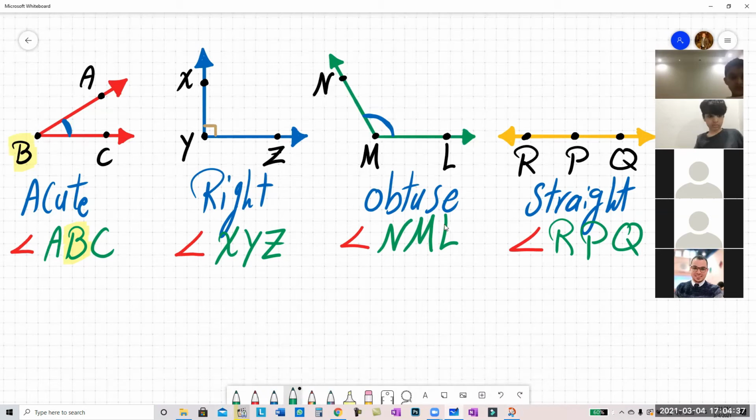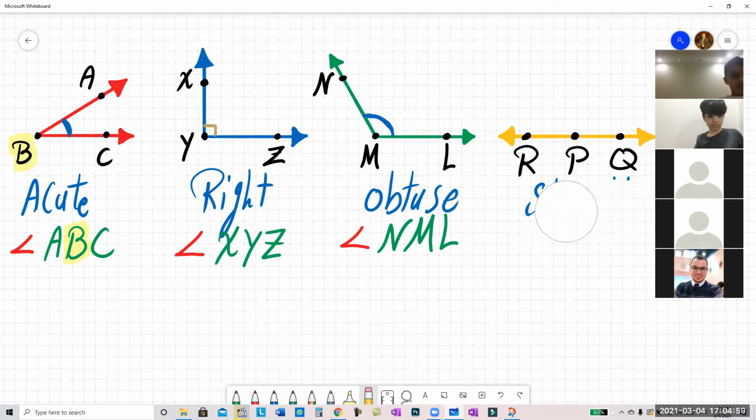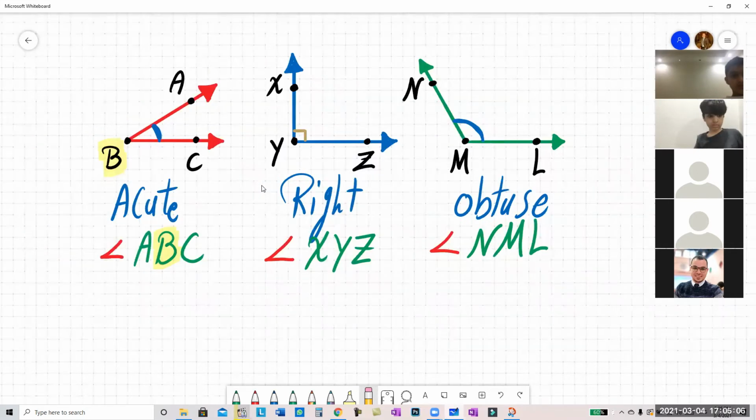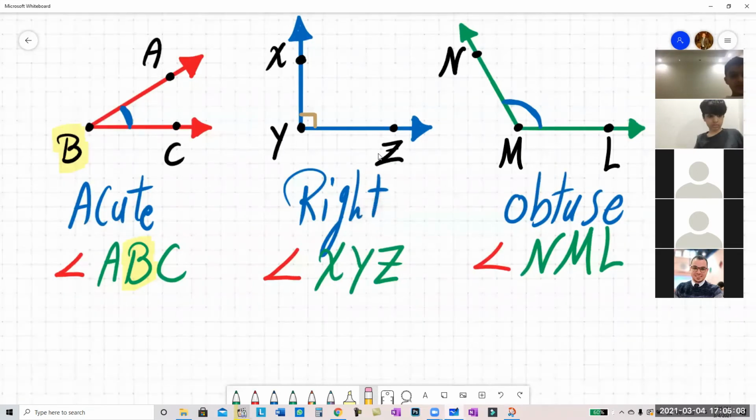Okay, now we want to get another figure. Today we're going to talk about triangles. Let's see how we can form a triangle from these angles. In this lesson we don't need the straight angle. We don't need it in this lesson. So we're going to classify triangles according to the three angles.